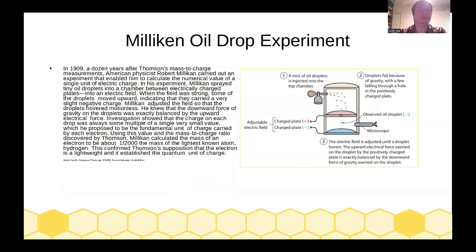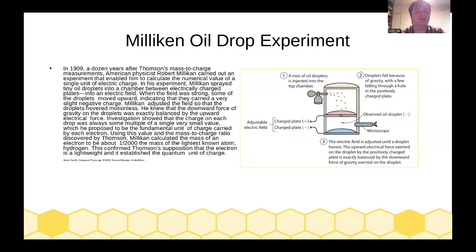In 1909, a dozen years after Thomson's mass-to-charge experiments, American physicist Robert Millikan carried out an experiment that enabled him to calculate the numerical value of a single unit of charge. In his experiment, Millikan sprayed tiny oil droplets into a chamber between electrically charged plates, into an electric field. When the field was strong, some of the droplets moved upwards, indicating that they carried a very slight negative charge. Millikan adjusted the field so that the droplets hovered motionless.